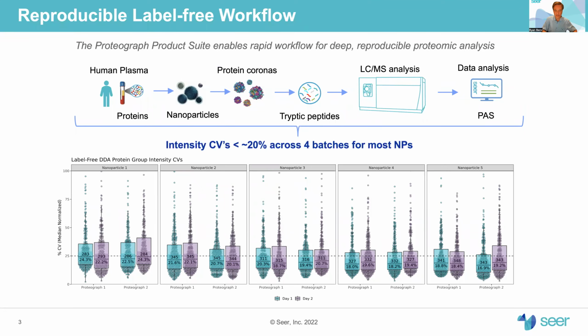One question we wanted to understand is how reproducible the Proteograph workflow is. In the label-free DDA experiment shown here, we processed a pooled plasma sample using two different Proteograph instruments, each on 2 separate days. We assessed many reproducibility metrics, but here I'm highlighting the protein group intensity CVs. Across the different nanoparticles, Proteograph instruments, and prep days, we found median CVs typically around 20% or even lower. This shows that we can get highly reproducible data from the Proteograph with standard label-free workflows.